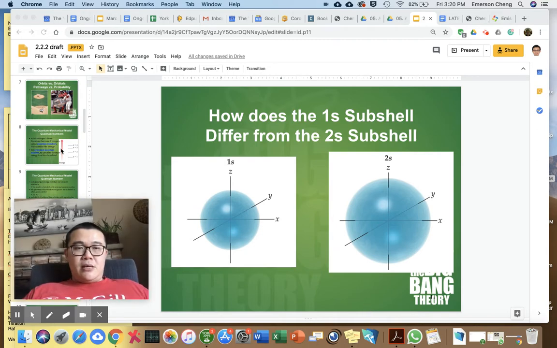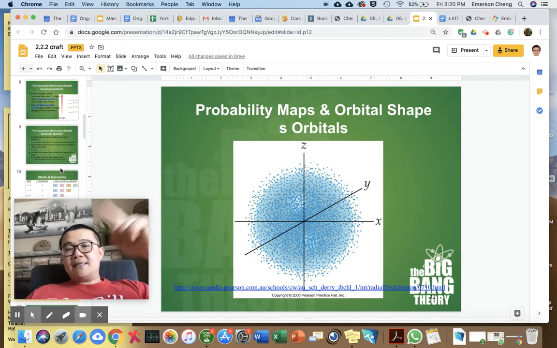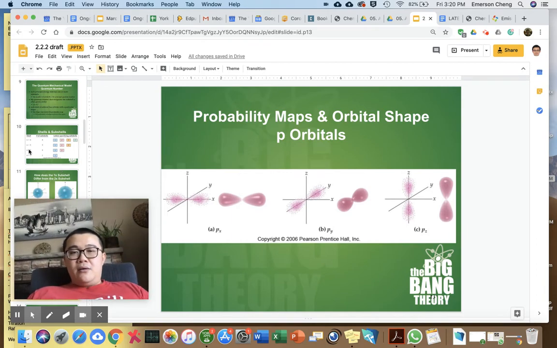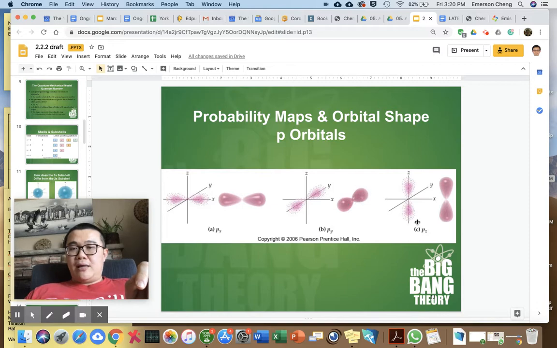Okay. Now, so the s orbital was shaped like a sphere like that. The p orbital will look different. Okay, p orbital, you have 3 possibilities. If you look, they are dumbbell shaped. So when you say px, px looks like this, py looks like this, pz looks like this.